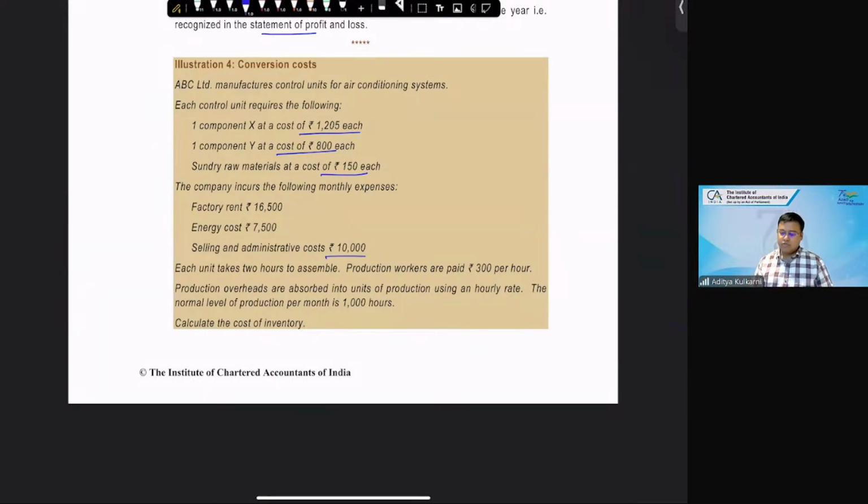Each unit takes 2 hours to assemble. Production workers are paid at 300 per hour. Production overheads are absorbed into units of production using an hourly rate. Normal level of production per month is 1,000 hours. Calculate the cost of inventory.